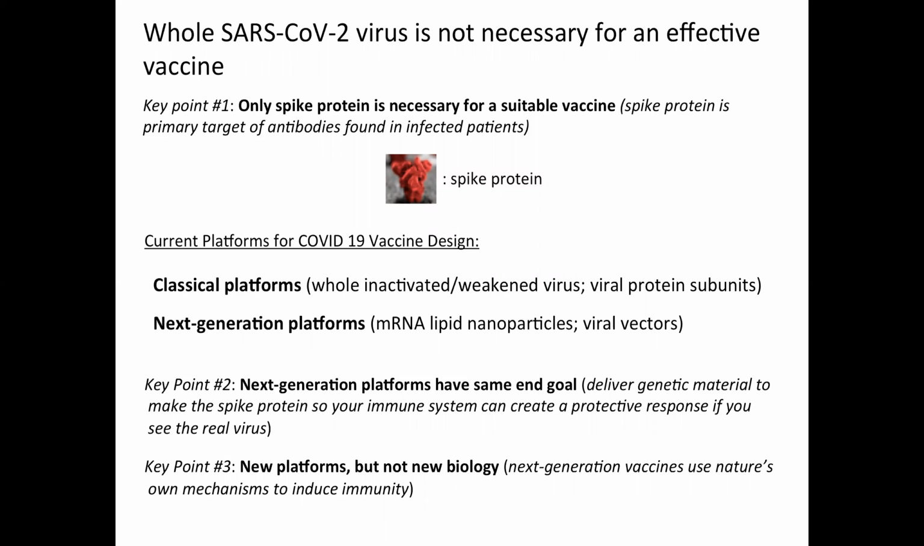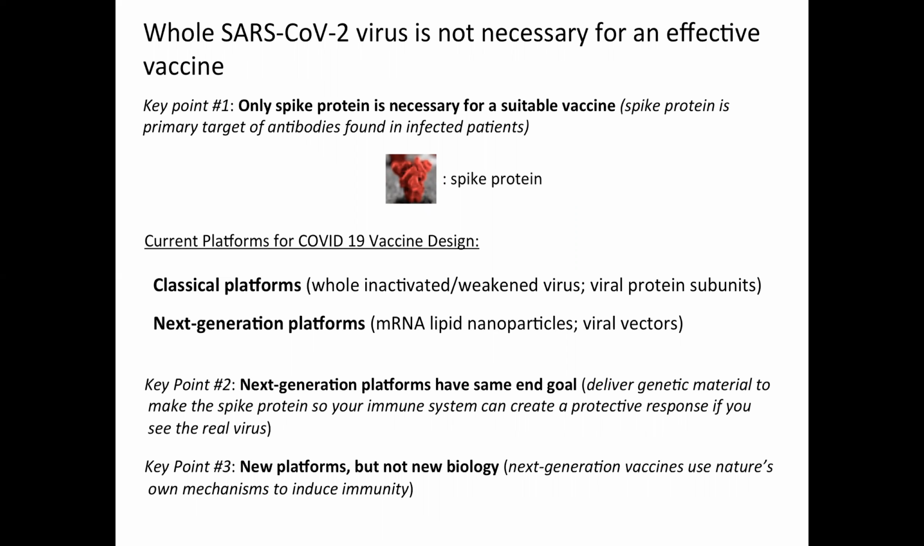The classical platforms are really just using the whole inactivated or weakened virus, or using purified protein subunits as vaccines. But there's a whole new set of platforms. These are the next generation platforms, and these are the ones that involve the use of mRNA or messenger RNA that's bound in lipid particles, or using different viruses as sort of a delivery system for the information that you need to make the spike protein and cause an immune response.